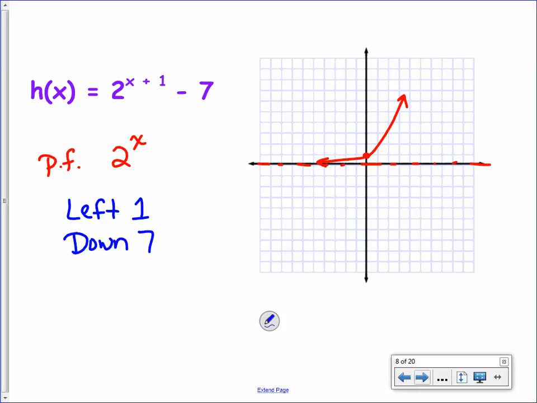Okay, so if we shift the graph down 7, that's going to shift your HA. So the new HA is going to be at negative 7. So I'm going to sketch that first. Then what I'll do is use this point 0, 1 as a point of reference, and then I'll just go left 1, down 7, and it should end up right above your HA. And then you're just drawing that same basic shape. Okay?